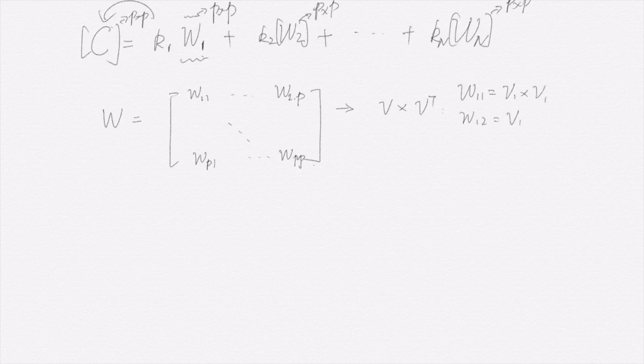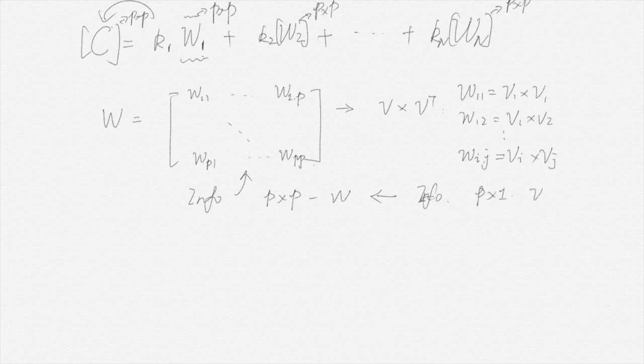W12 equals V1 times V2. Wij, the element at the ith row and jth column, equals Vi times Vj. The information in the P by P matrix W is completely inferred from the information in the P by 1 vector V. So we call such a W a rank 1 matrix.